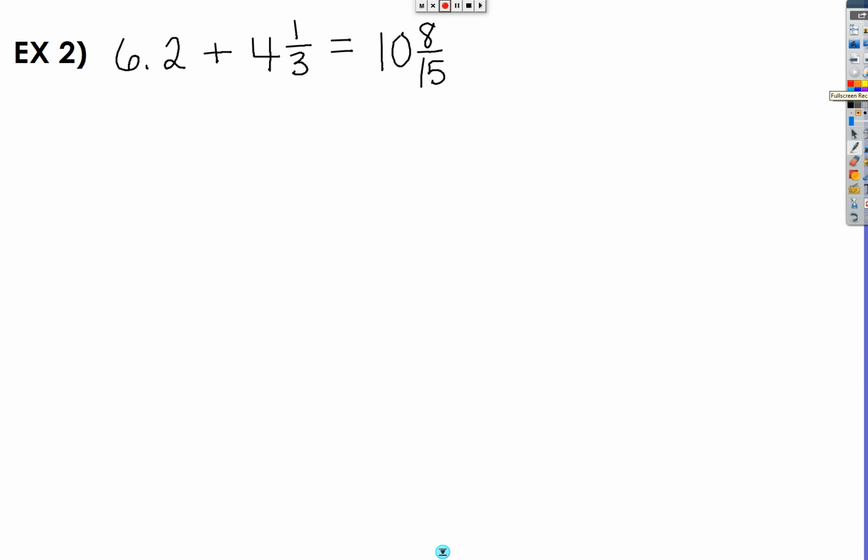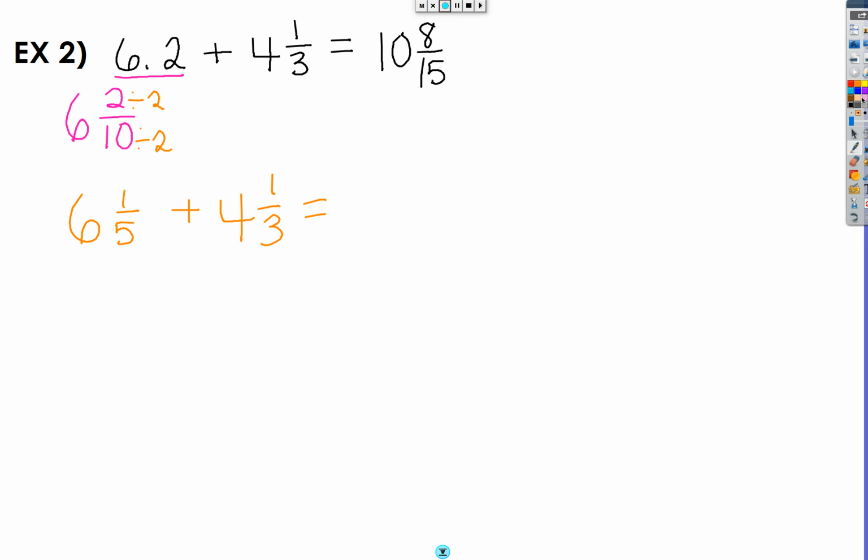So how do I convert into a fraction? This piece here is 6 and 2/10. Okay? I can simplify my 2/10 by dividing the numerator and the denominator by 2, and I end up with 6 and 1/5. And then now I have 4 1/3.